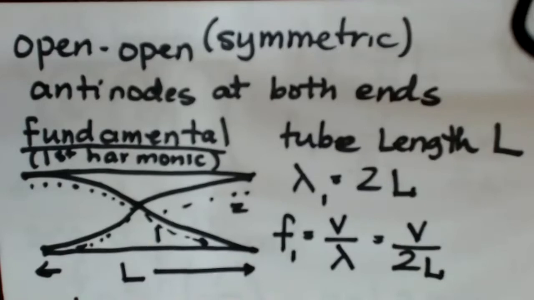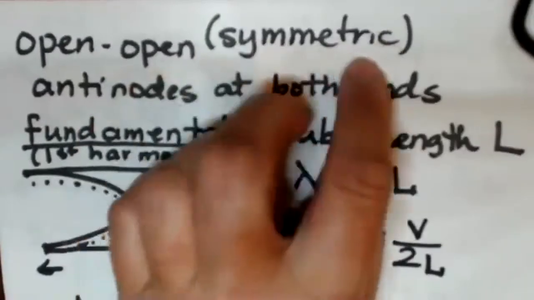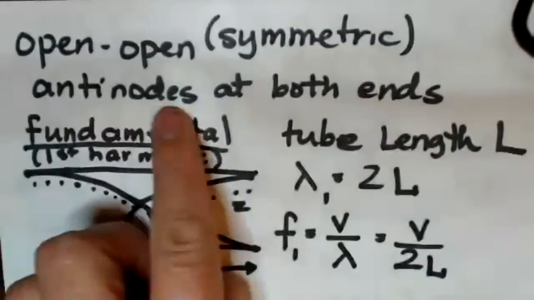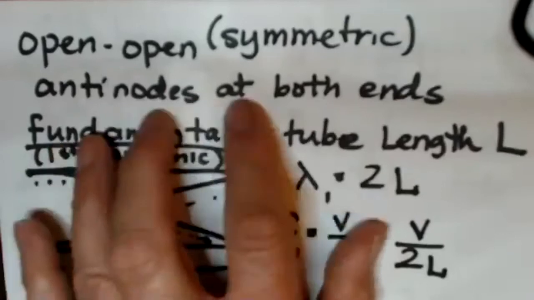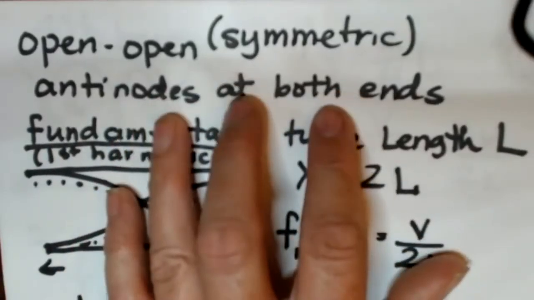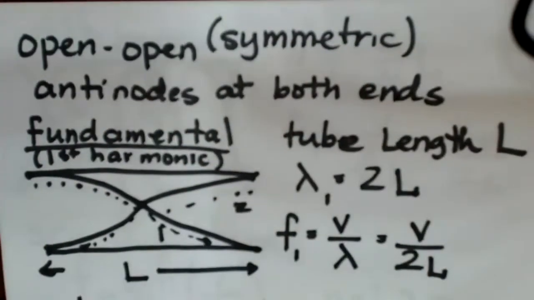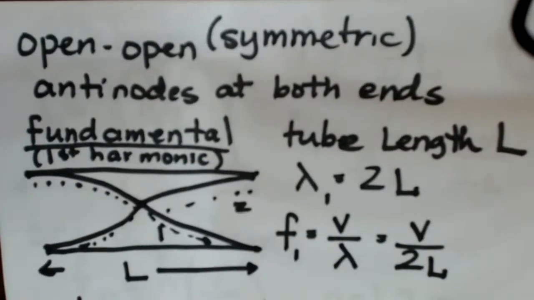It's not open at both ends, but it's fixed at both ends. So it's still symmetric. It still has the same boundary conditions at either end. A tube open at both ends would have antinodes at both ends, but a string fixed at both ends would still be symmetric. It would just have nodes at both ends. It would have stopped motion at both ends, okay?